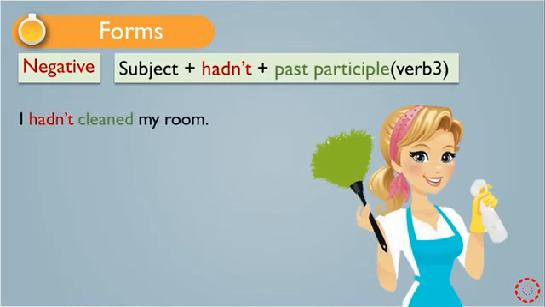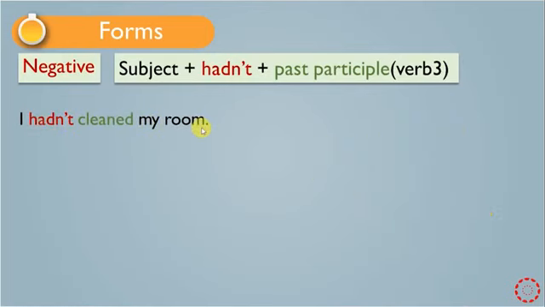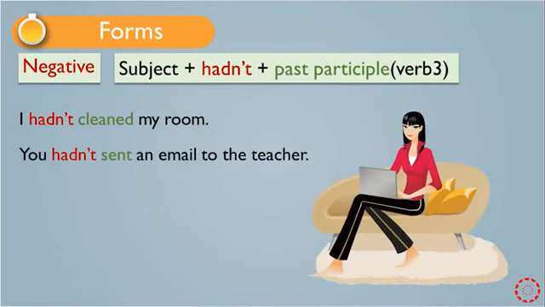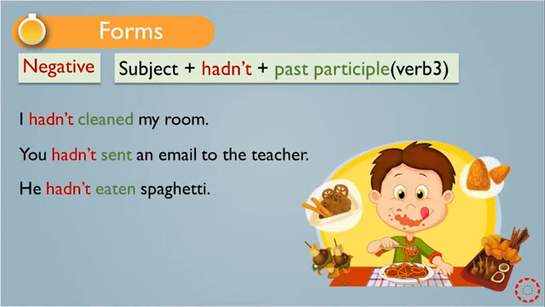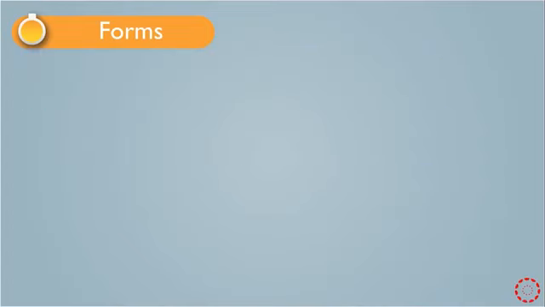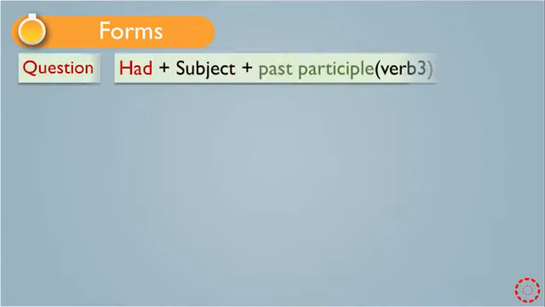Look at these examples. The first one, I hadn't cleaned my room. And you hadn't sent an email to the teacher. The third one, he hadn't eaten spaghetti. And what about the question form of past perfect? We just add had at the beginning before the subject of the sentence. And after subject we have past participle of the verb. Be careful, at the end we have question mark.